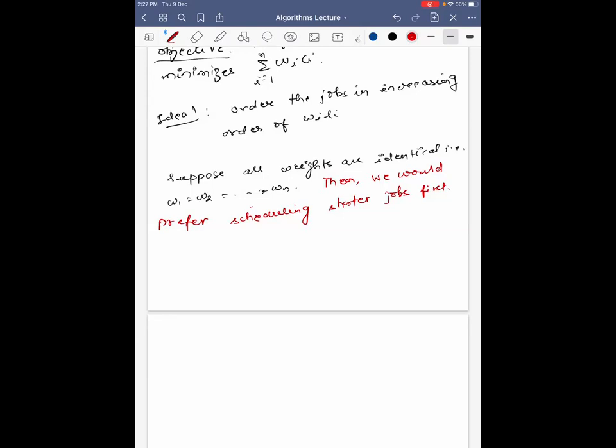You can, well, actually, okay, we'll talk about it later. Now, this is the first case. Now, suppose all the lengths are identical, that is, L1 is equal to Ln. So each of the jobs has the same length. In that case, how would you like to order your jobs?